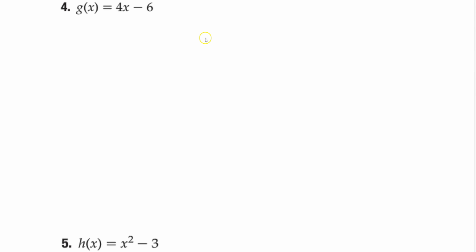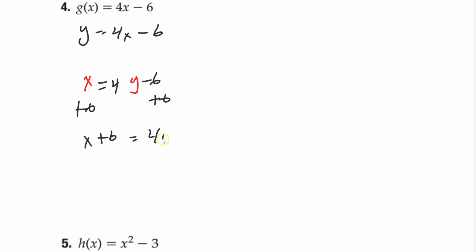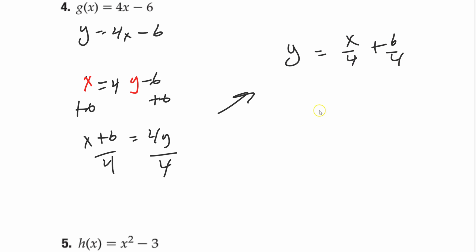Next one. What am I doing on this one though? Because I like this one better. Same idea, right? Let's find the inverse. So we're going to switch x and y. Make that a y. Switch x and y. Solve for y, so add 6. x plus 6 equals 4y. Divide by 4, and we get y equals x over 4 plus 6 over 4. Also known as f inverse of x equals x over 4 plus 6 over 4.